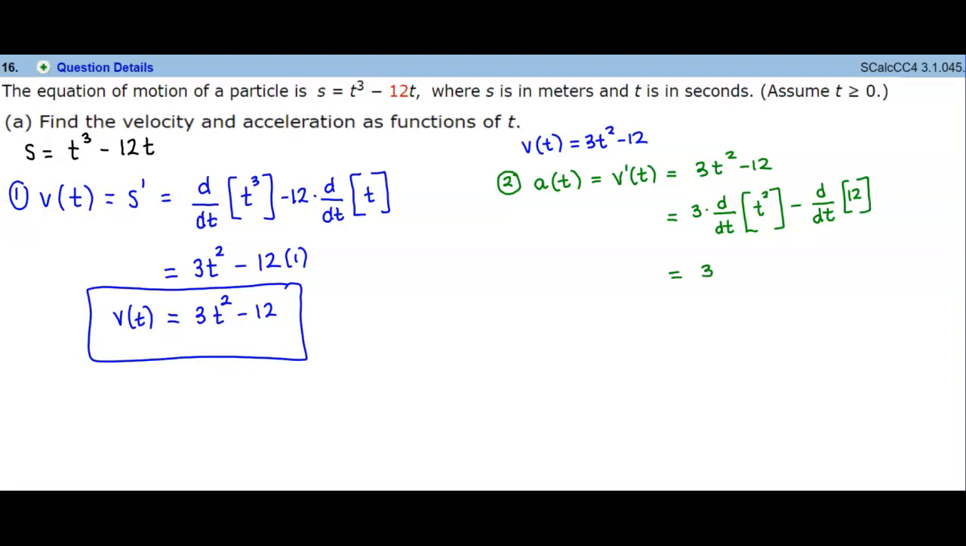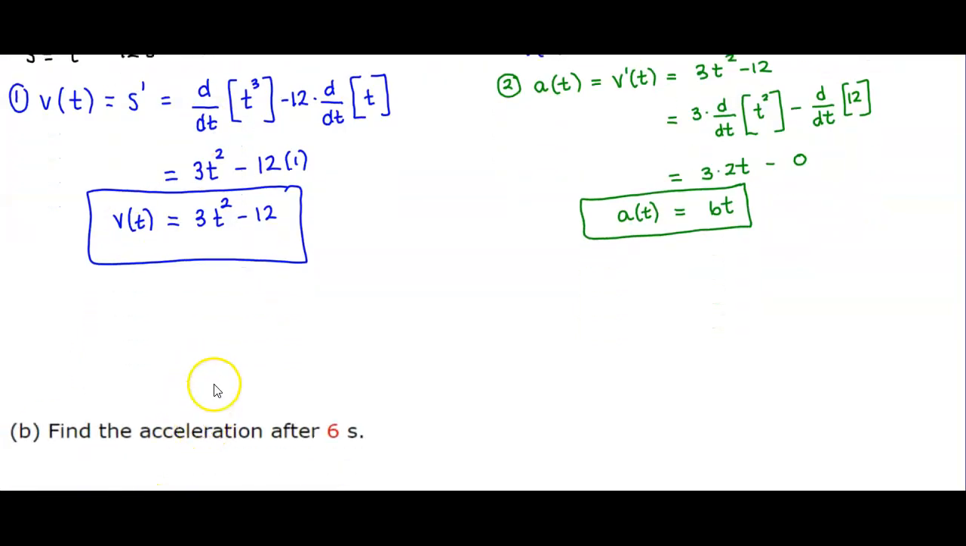So we have 3 times the derivative with respect to t of t squared, which is 2 times t to the 2 minus 1, minus the derivative of a constant, which is 0. So therefore, 3 times 2 times t is 6t. So therefore, the acceleration function is 6t.